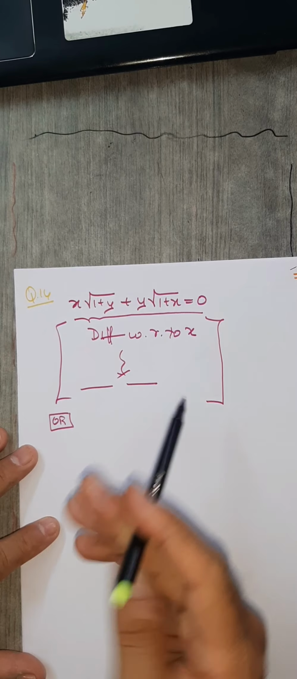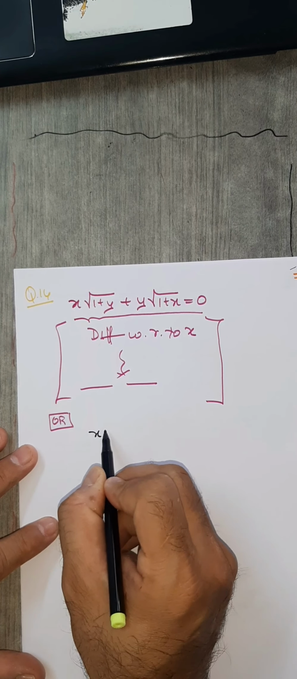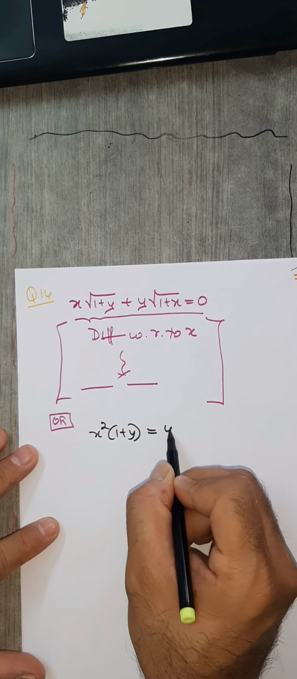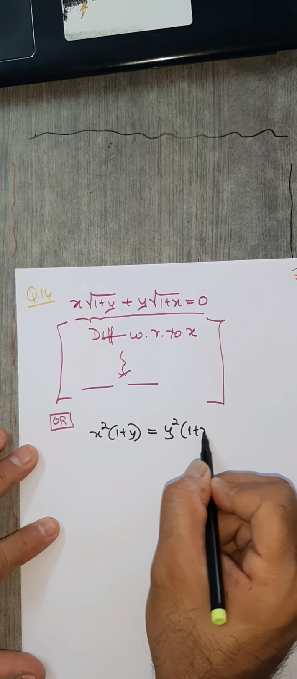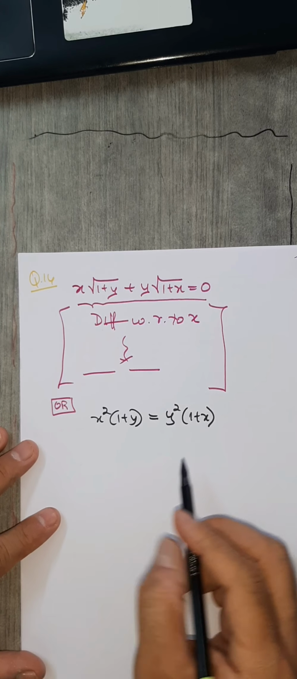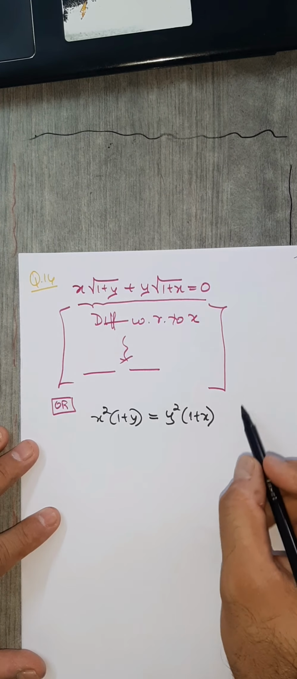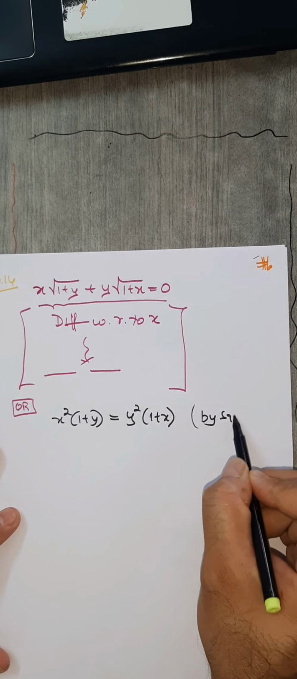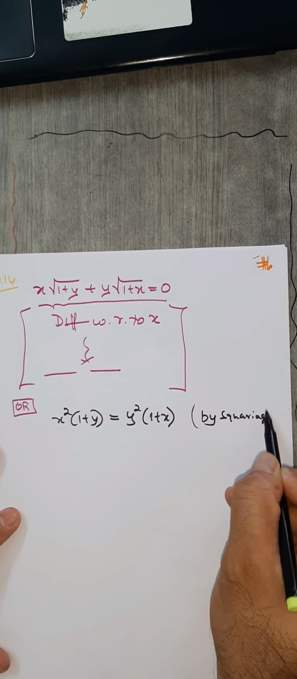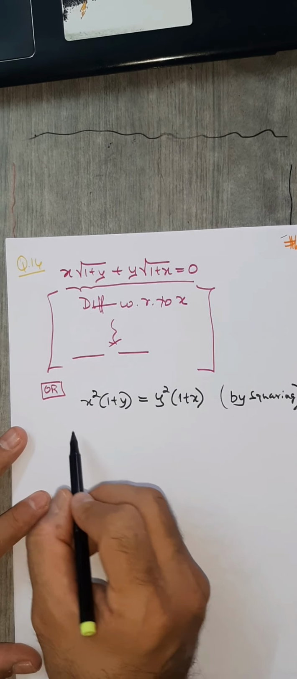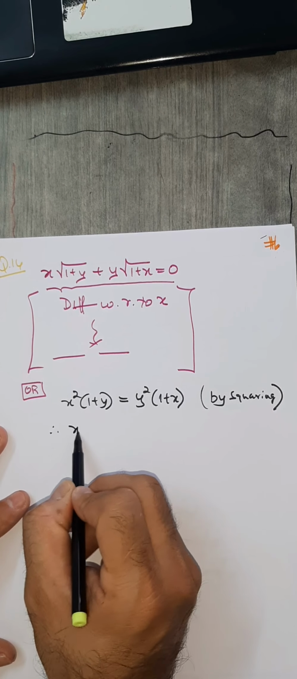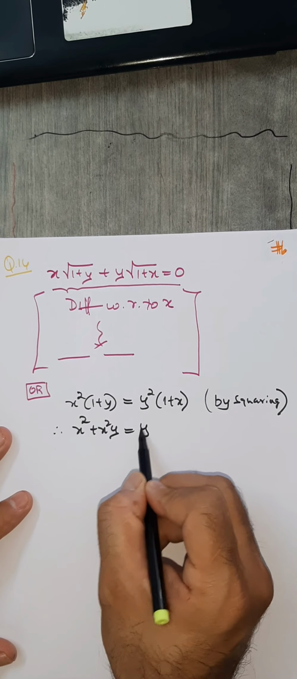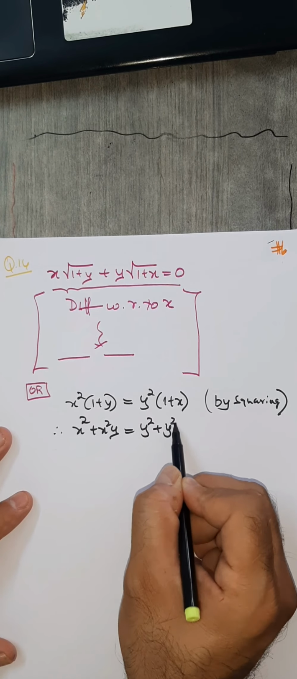What I'll do, I'll take this one over there and I'll square it. So x squared into 1 plus y equals to y squared into 1 plus x. What I did, taking this expression over there and then squaring, by squaring, remember here, I've squared on both the sides. Now here x square plus x square y equals to y square plus y square x.